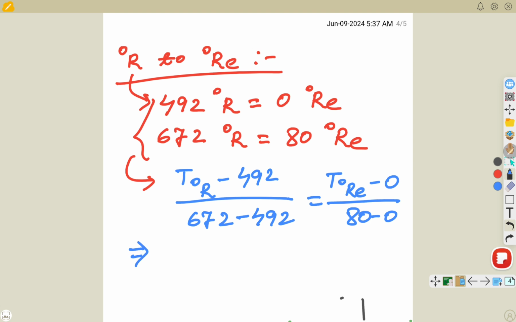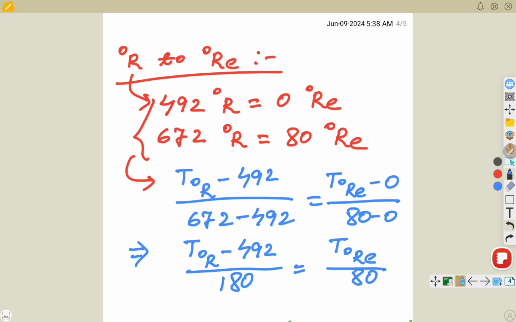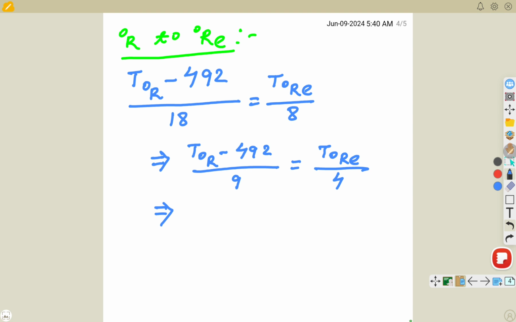If we simplify this, we can find temperature in Rankine scale minus 492 upon 180 is equal to temperature in Reaumur scale upon 80. If we further simplify it, we may find temperature in Rankine scale minus 492 upon 9 is equal to temperature in Reaumur scale upon 4. If we further simplify it, T in Reaumur scale is equal to 4 by 9 times (T in Rankine scale minus 492).